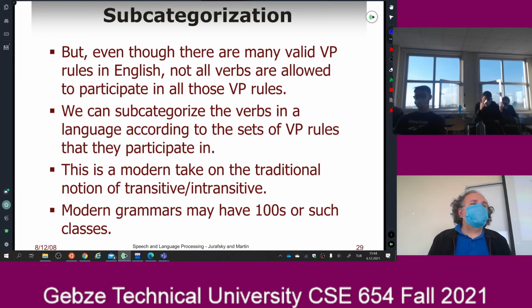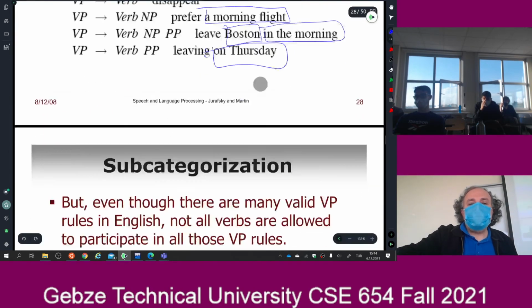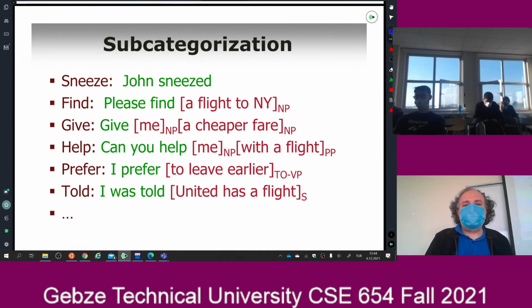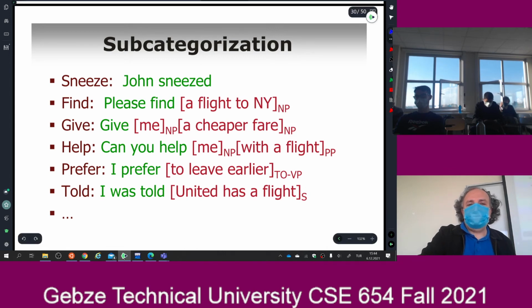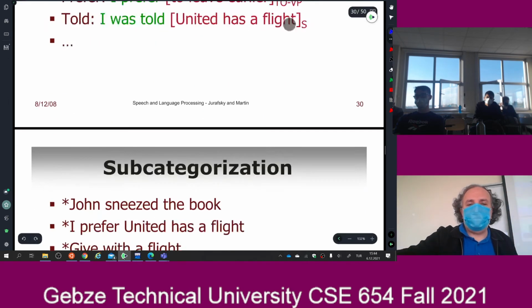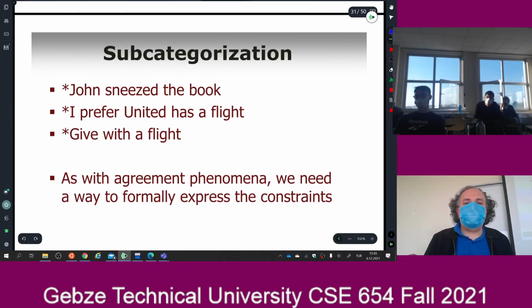We are going to ignore that. John sneezed. Okay, this is good for sneeze, but for find, you have to have a noun phrase that is agreeable with find. For give, you have a noun phrase and noun phrase. For help, you have a noun phrase and prepositional phrase, etc. We know what kind of rules are applicable for these kinds of words. You don't say John sneezed the book. Sneeze doesn't take any object, okay?